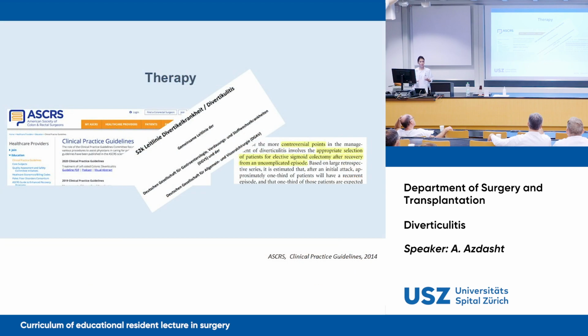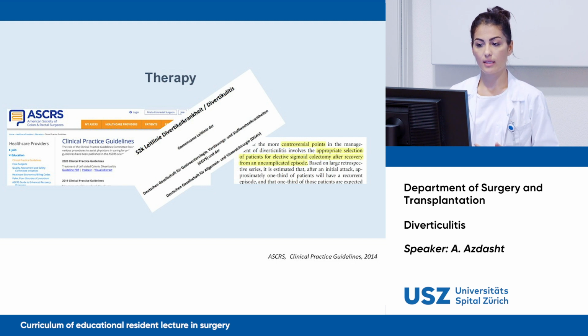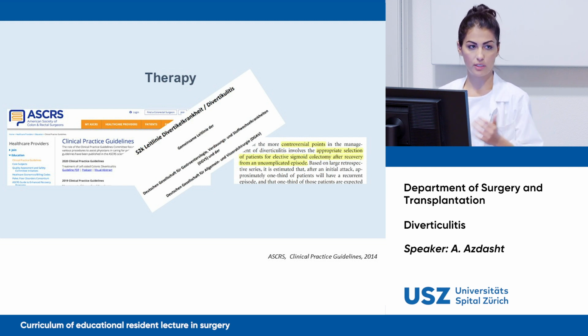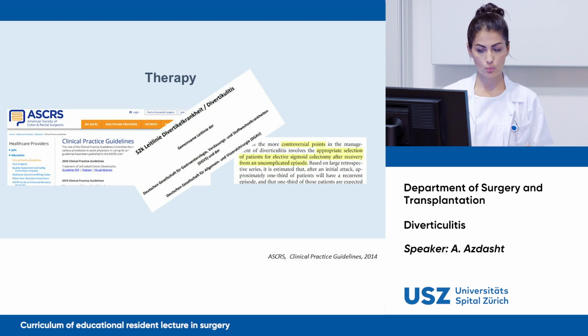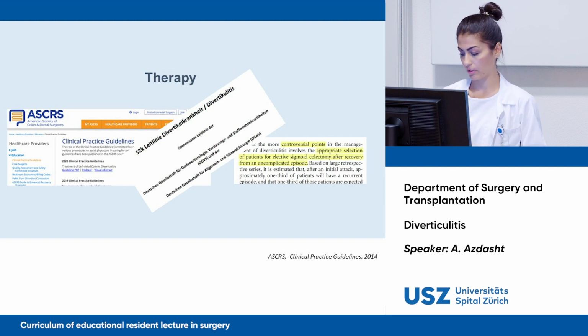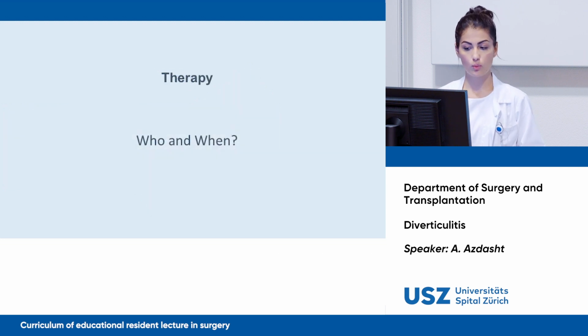There is no clear guideline what to do. There is the American Society of Colon and Rectal Surgeons, as well as the German guideline. They say you should go for individual therapy, you should see what the patient wants, and you should see what is best for the patient, obviously. So who and when is operated?